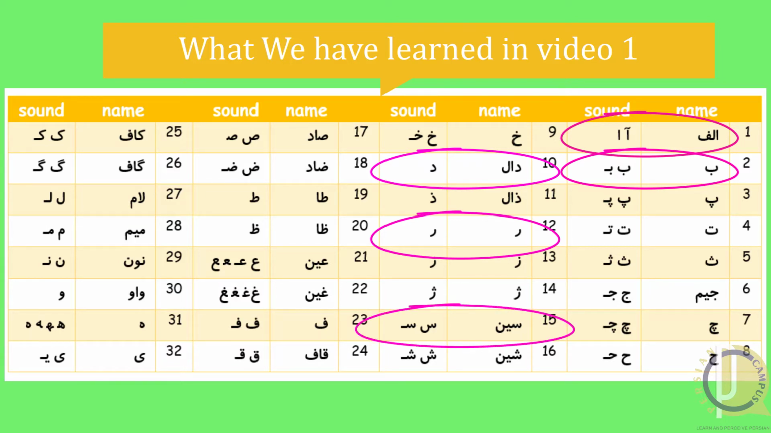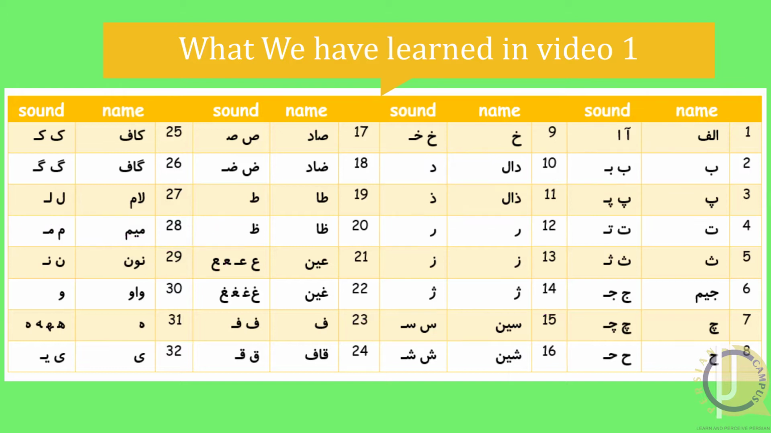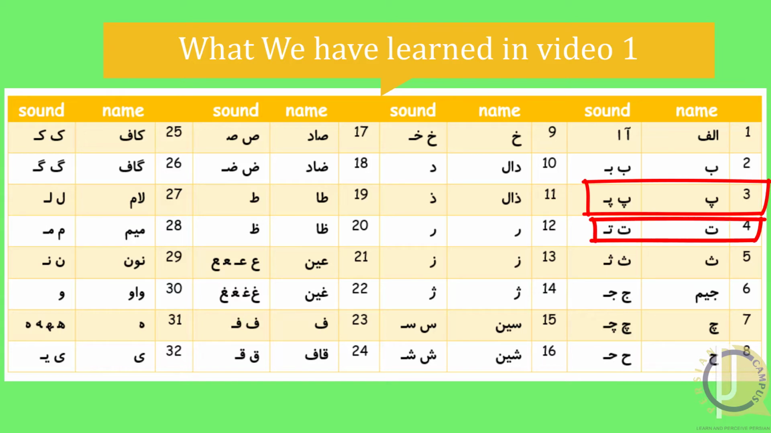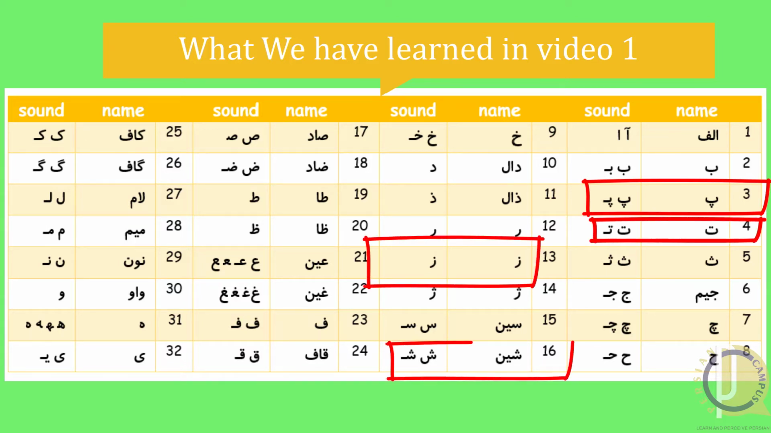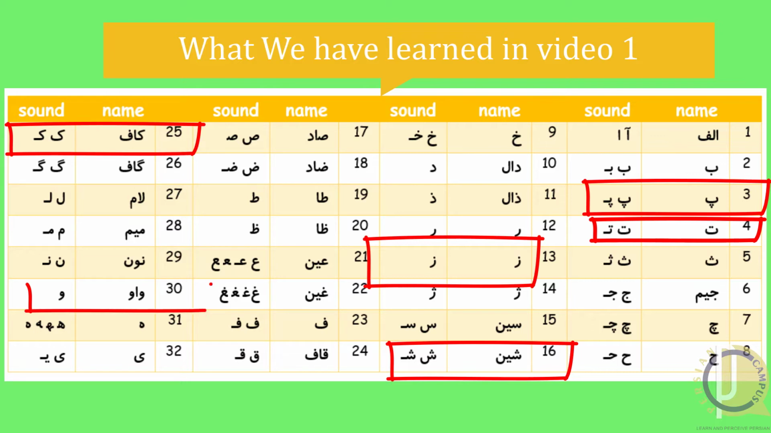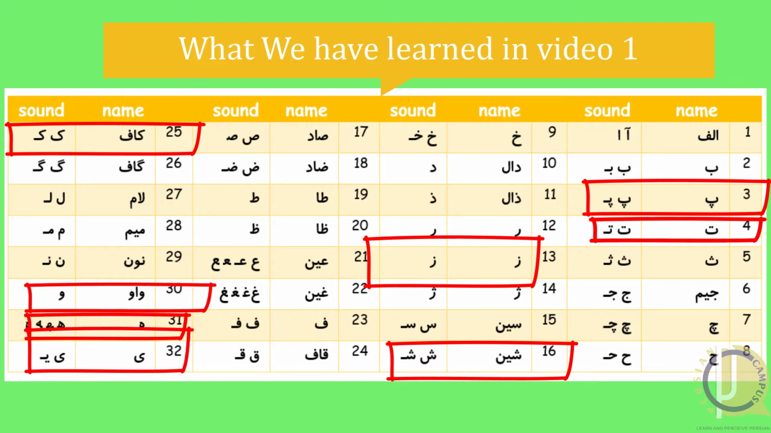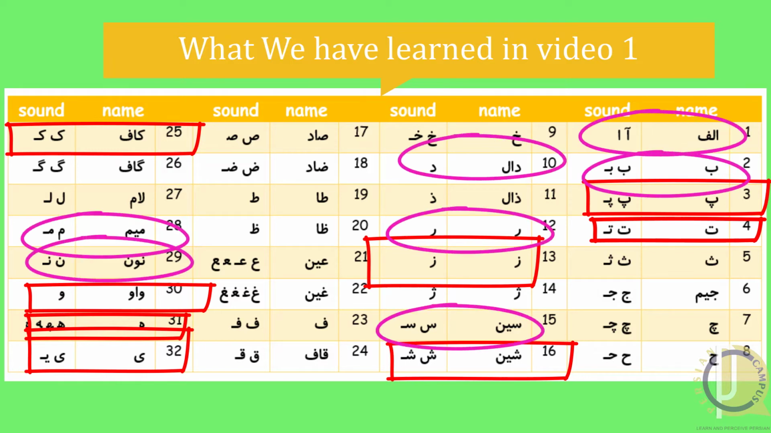In the first video, we have learned these letters: Aleph, A sound, B, B sound, Dal, D, Re, R, Sin, S, Mim, M sound, and Noon, N sound. In this video, we are going to learn these letters: P, T, Z, Shin, Kaf, Vav, He, and Ye. Together, that will be 15 letters.